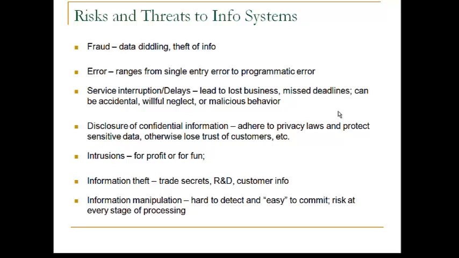And then the last point, information manipulation. This threat is the hardest to detect and relatively easy to commit. So it's really a risk at every stage of information processing. And manipulation encompasses both accidental and intentional manipulation. So again, we want to make sure we've addressed proper risks in terms of systems used by our employees, things that we can prevent in terms of unintentional errors, and then also those manipulations that would come from external sources in a more intentional manner.